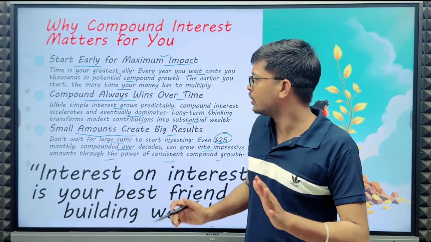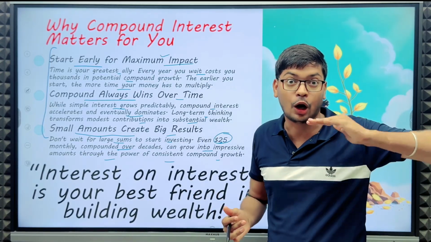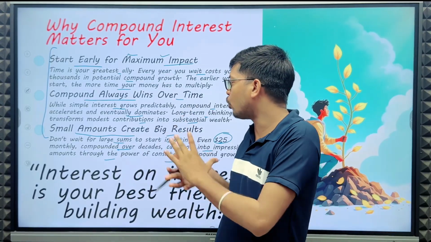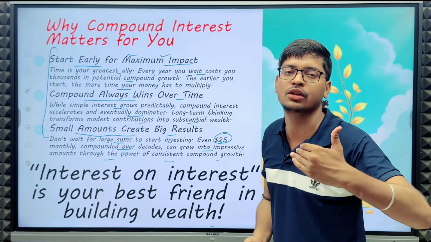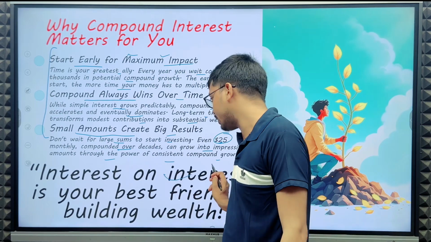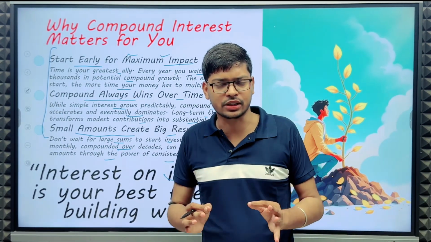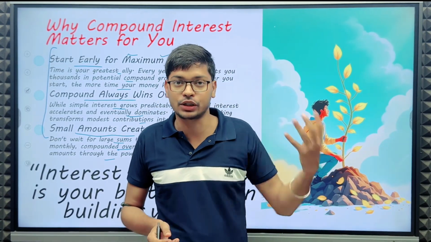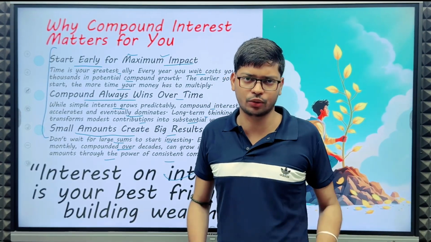You understand? These are the most important points here. I think you understand how it matters and how it works. Start early for maximum impact, and compound always wins over time. And small amounts create big results. The reason why? Compound interest. So interest on interest is our best friend in building wealth. Guys, if you have some money, you have to invest your money because compounding always works.